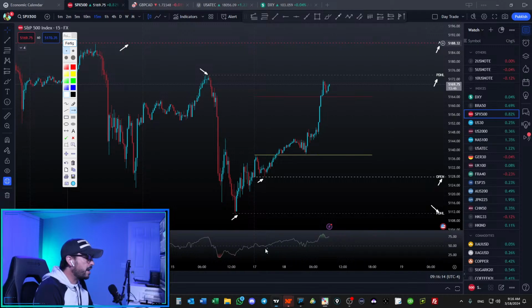RSI, we're going to look for divergency and weakness on the trend. That's basically what we're going to be looking on that. We're going to have no moving averages on the chart for now.